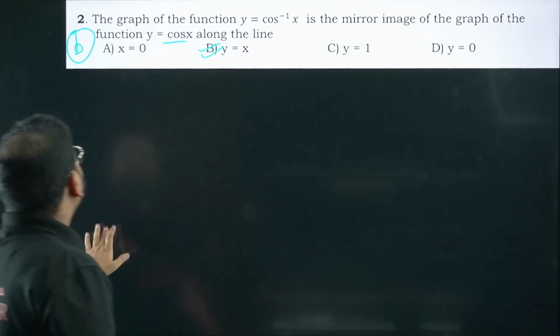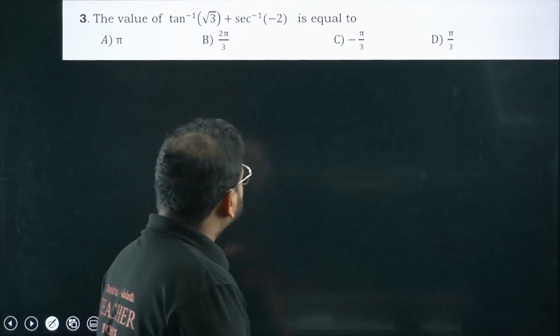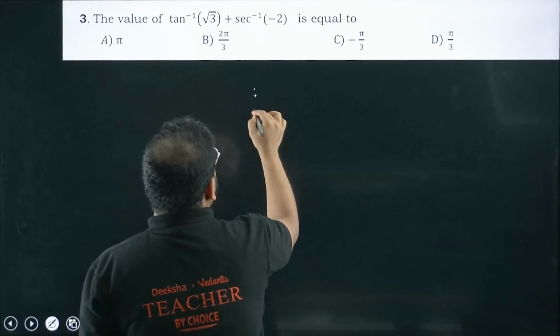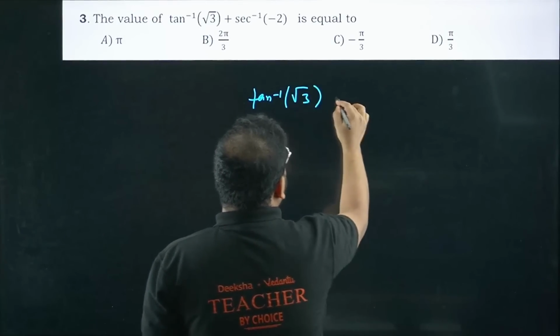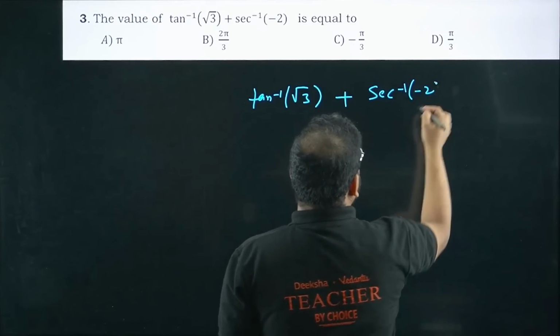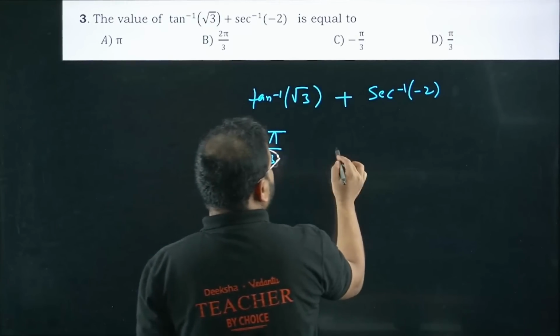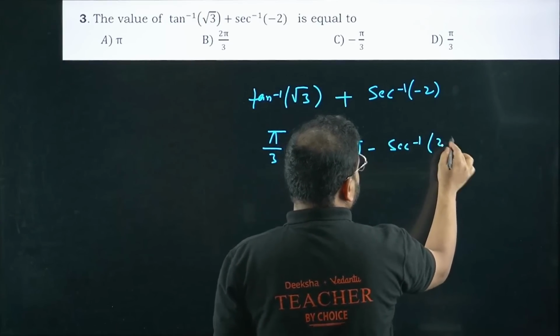Moving on. The value of tan inverse of root 3 plus sec inverse of minus 2 is equal to... A very simple question. Let me write the question first. Tan inverse of root 3 plus sec inverse of minus 2. This will simply become pi by 3, plus pi minus sec inverse of 2.